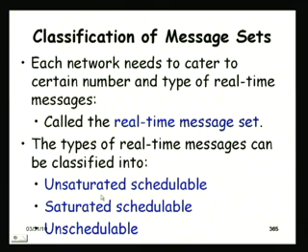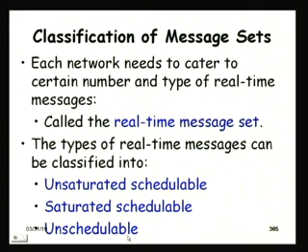Unsaturated set, even if there are small variations, the deadline will continue to be met. Here, in the saturated set, the deadline is just met for all messages normally, but if there is even a small variation, then some message is going to miss its deadline. It was just able to meet the deadline.